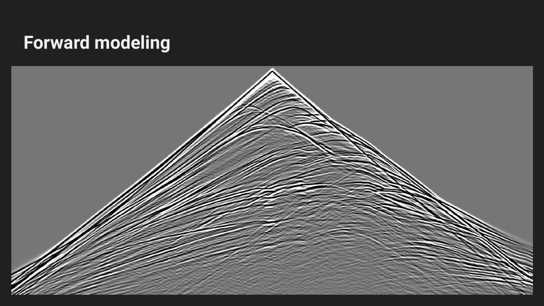Moving on to the examples, the first is forward modeling. We've already seen how to do this in Deepwave with just a few lines of code, so I won't go through it again, but here's an example shot gather using a more realistic velocity model than we used before. This one is the Marmousi model.